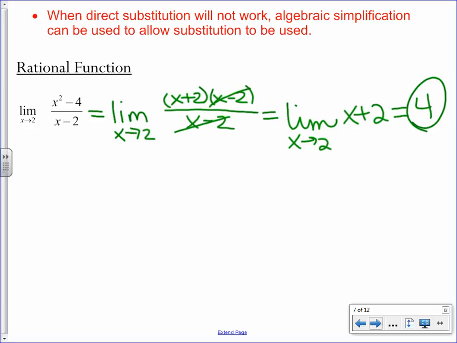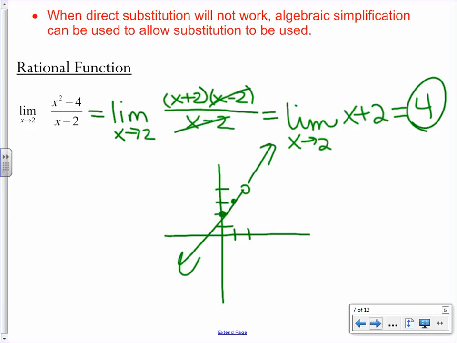All right? So graphically, we have this x plus 2 where at 2, 4, we have a hole. And so the limit exists because we're approaching that value of 4. But we had to do some algebra to get there. So do not give up right away if your denominator is going to be 0. Factor and see if anything can cancel, and then try direct substitution.